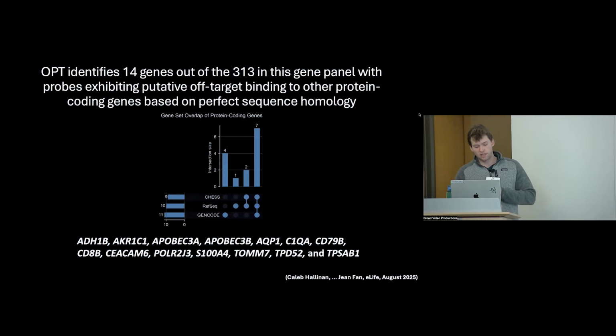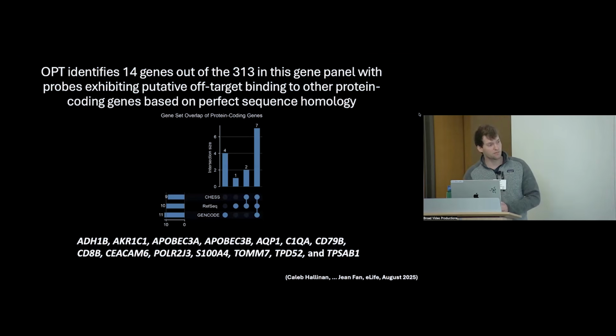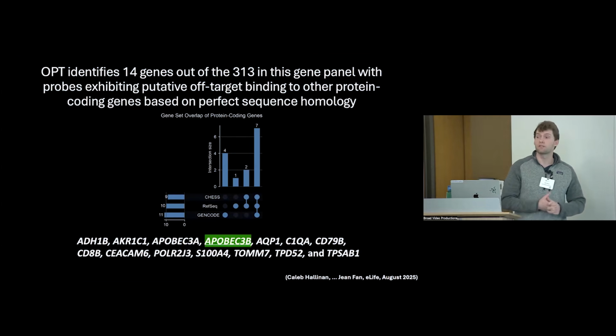We used OPT on the breast cancer probe panel, and we found that 14 genes out of the 313 in this gene panel exhibited off-target binding to other protein coding genes based on perfect sequence homology. This is an UpSet plot showing that 11 of these genes aligned using the GenCode reference annotation, 10 with RefSeq, 9 with CHESS. You can see that GenCode had 4 unique genes, RefSeq had 1, et cetera. Again, we took the union of these results, which is 14. So these are the genes that we found had off-target binding, and you might notice that our friend APOBEC3B was one of these genes.